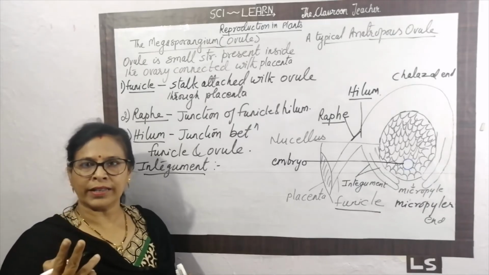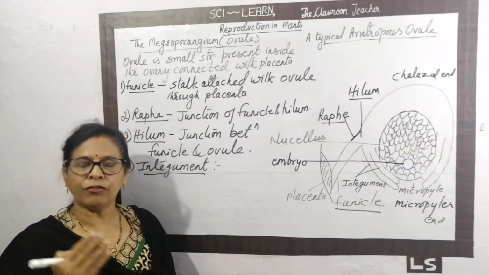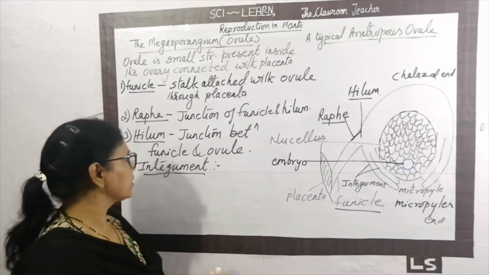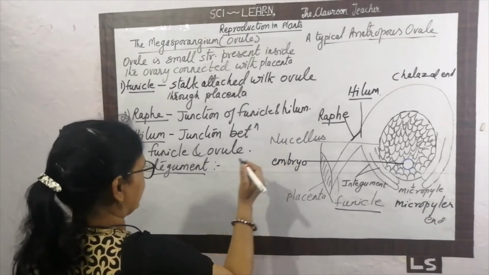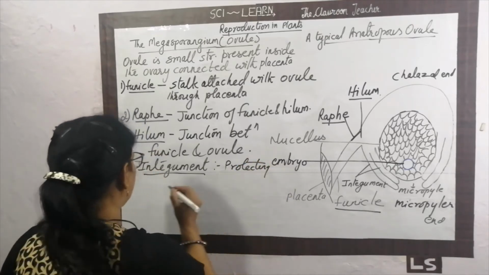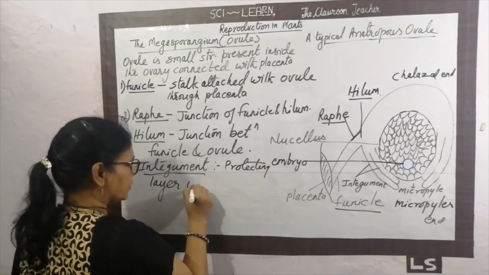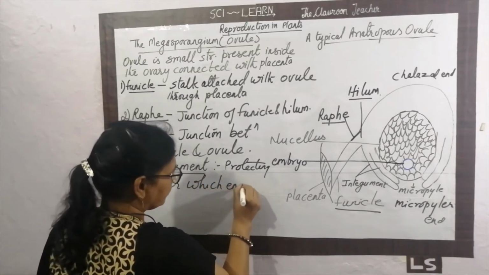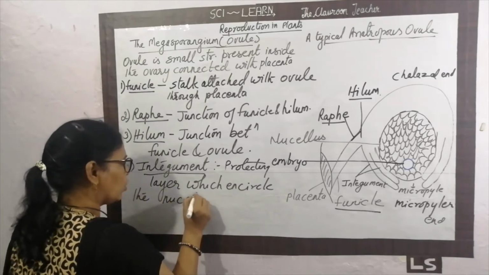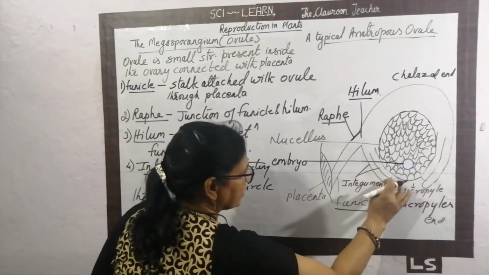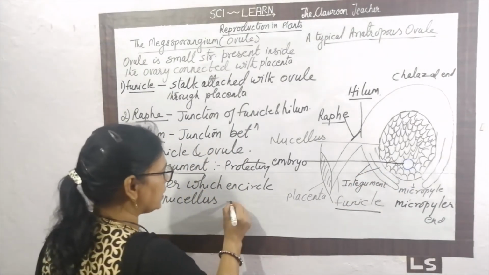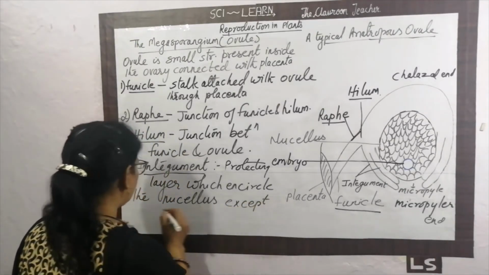Because two layers are there, it is called bitegmic. If one layer is there, it is called unitegmic. It is the protecting layer which encircles the nucellus. Only one place is left, where the micropyle is. At the place of the micropyle, it is not present. It encircles the nucellus except at the micropyle.